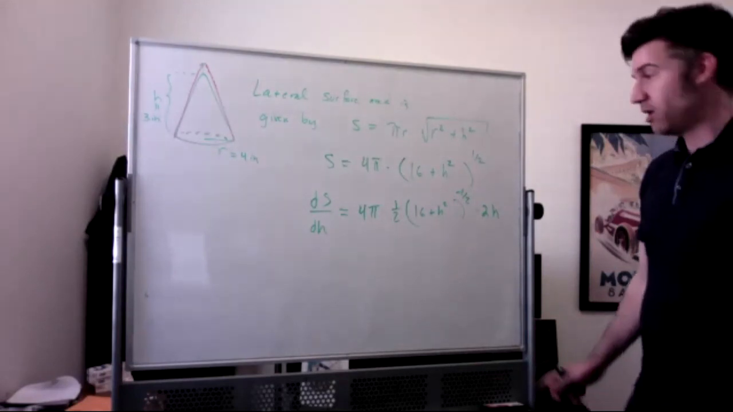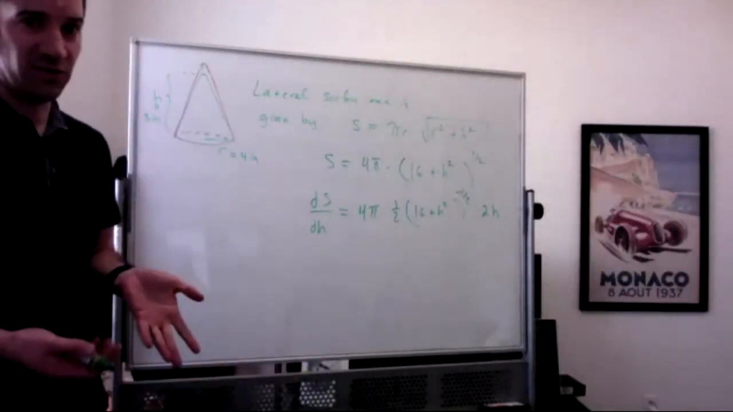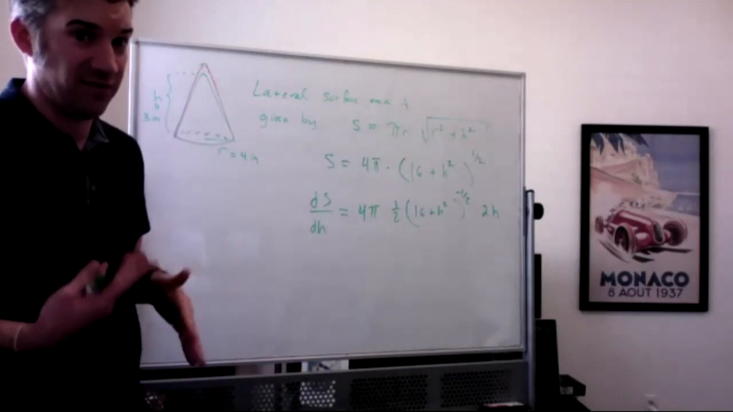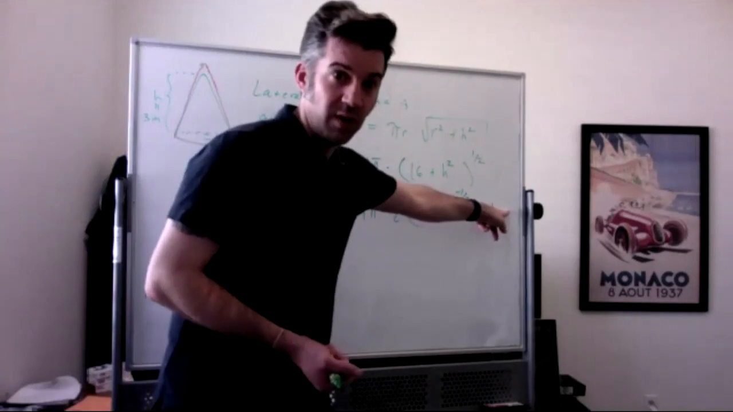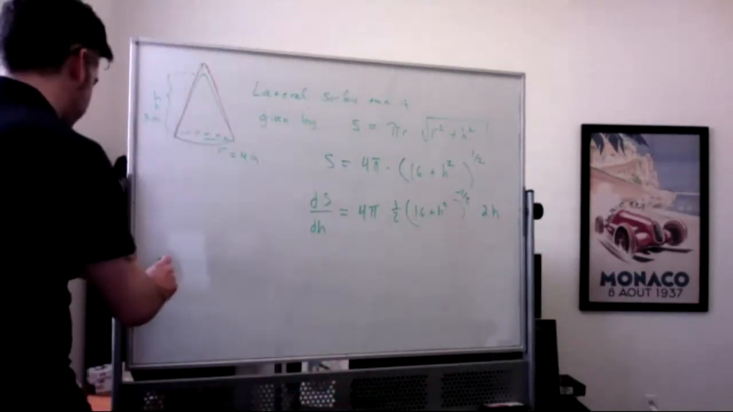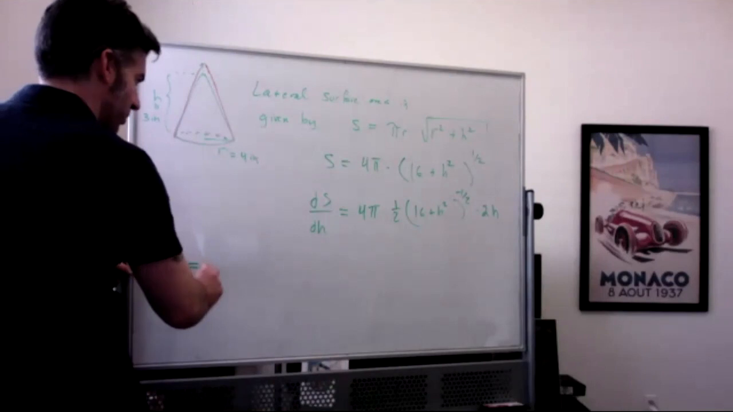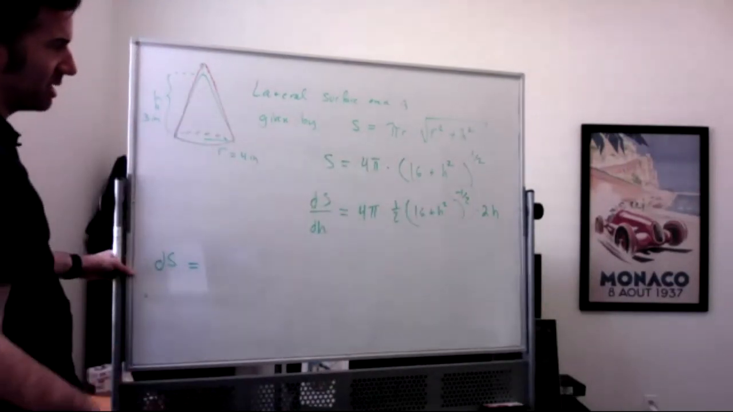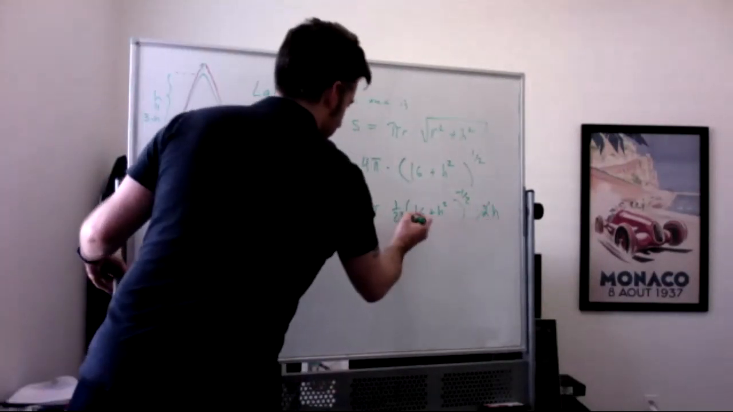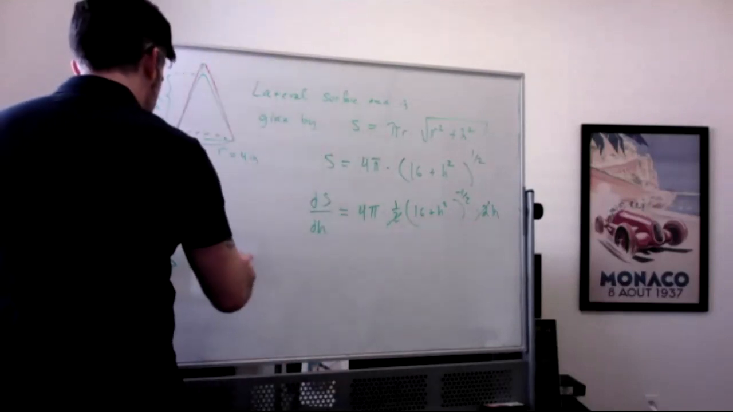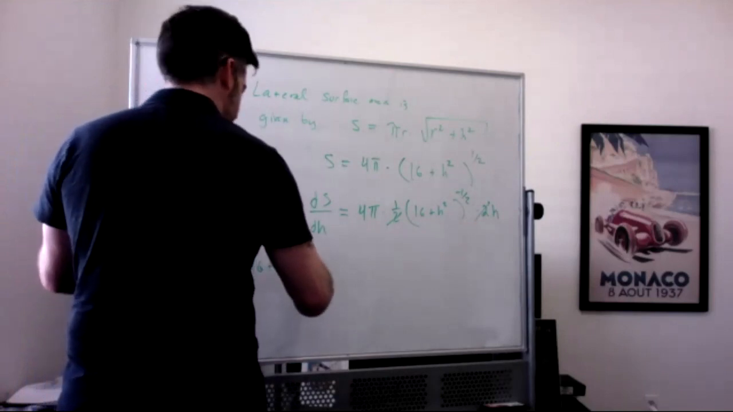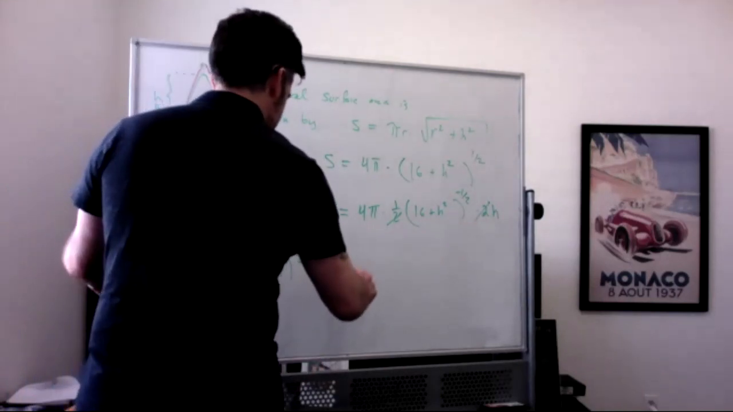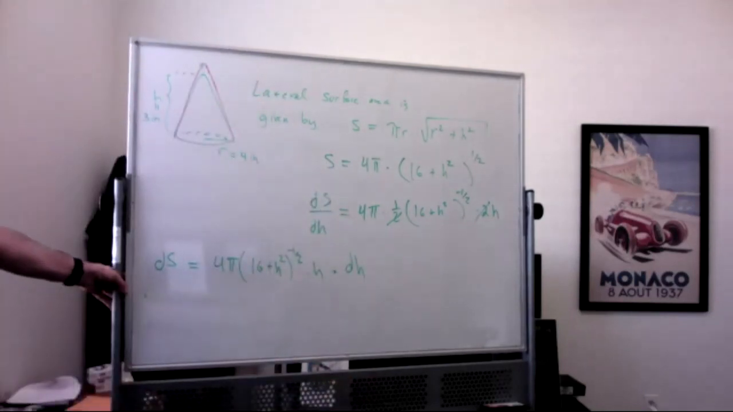Okay. So now here's how we find the differential. The differential is super easy to find if you know how to find the derivative. Take that there, put it over there. So here's your differential. It's ds is equal to all this garbage, which I guess we could simplify a little bit. The 2's cancel. You get 4π times (16 plus h squared) to the negative 1/2 times h times dh. That is your differential.